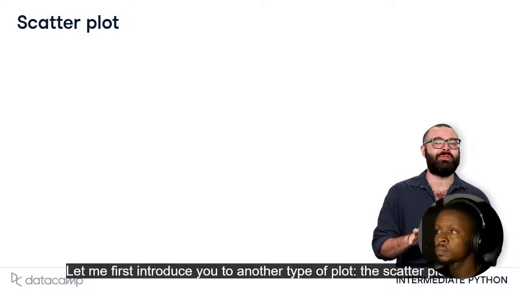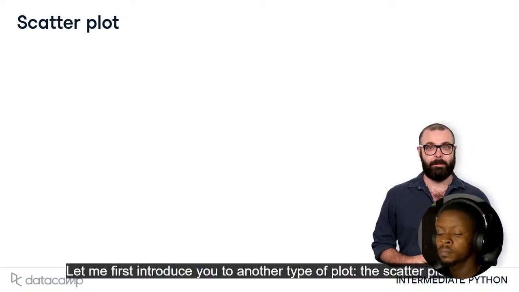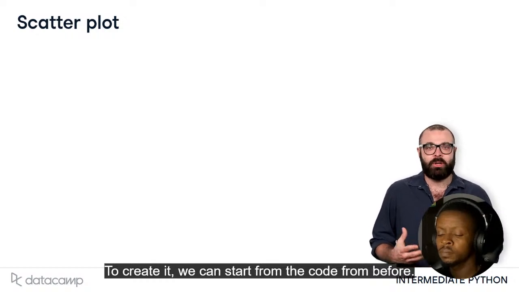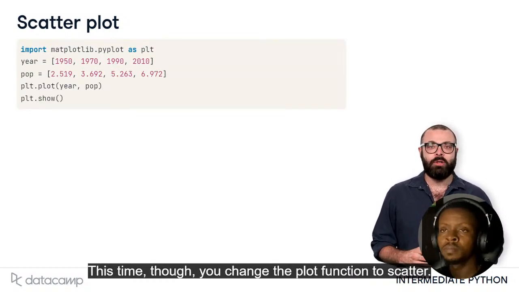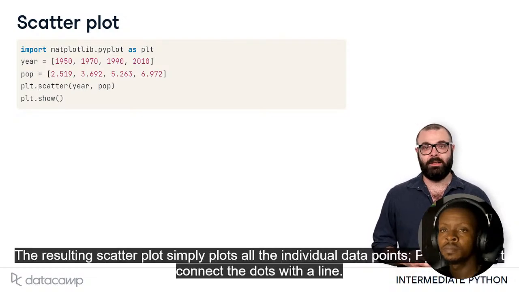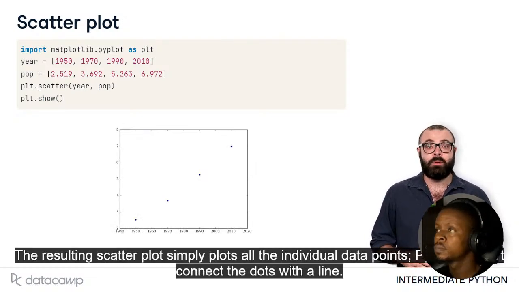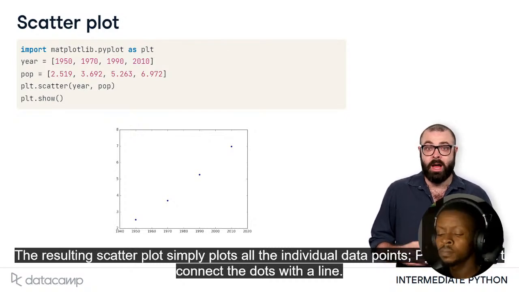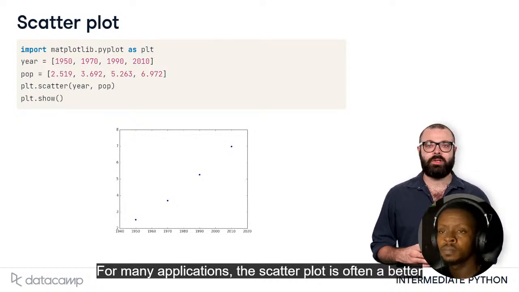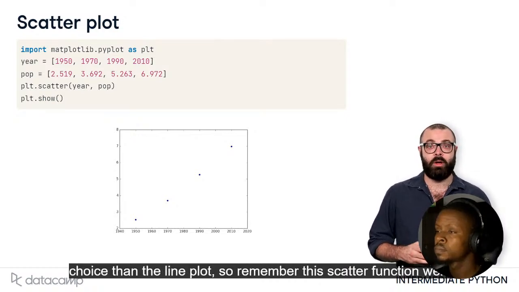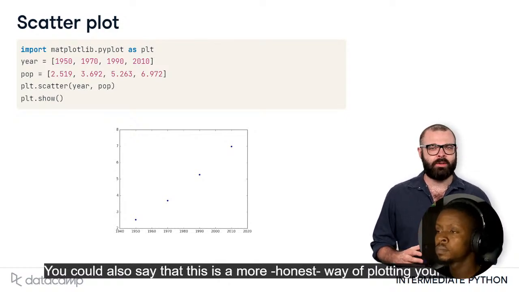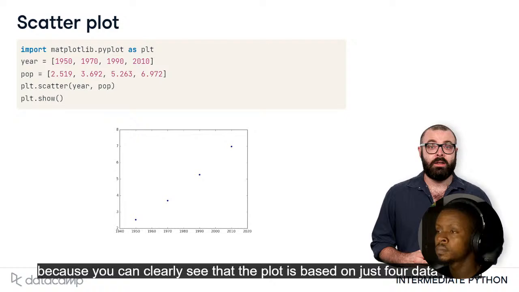But let me first introduce you to another type of plot, the scatter plot. To create it, we can start from the code from before. This time though, you change the plot function to scatter. The resulting scatter plot simply plots all the individual data points. Python doesn't connect the dots with a line. For many applications, the scatter plot is often a better choice than the line plot. So remember this scatter function well. You could also say that this is a more honest way of plotting your data, because you can clearly see that the plot is based on just 4 data points.